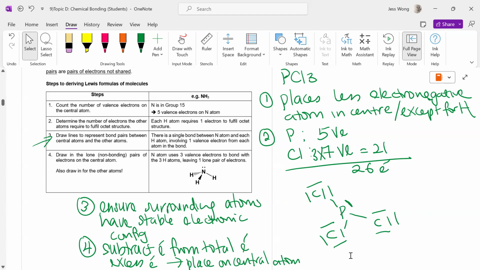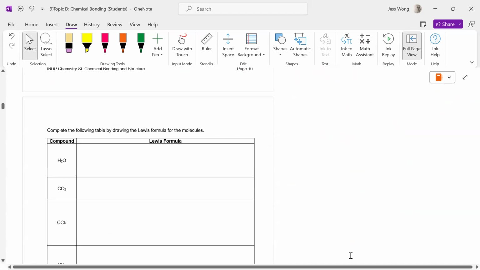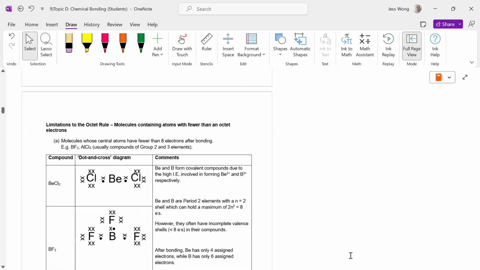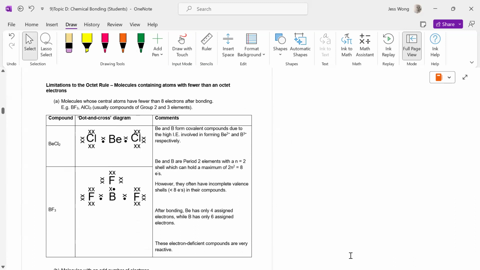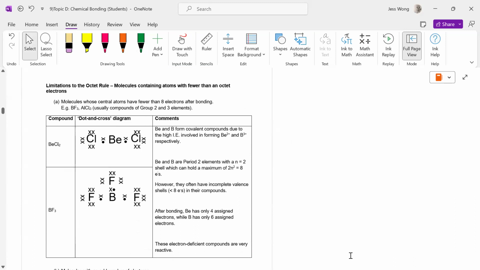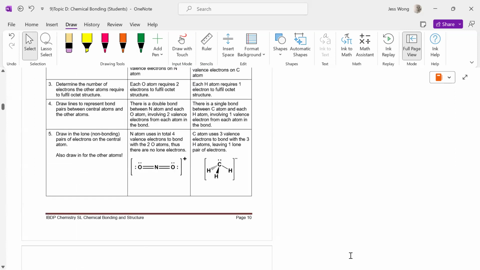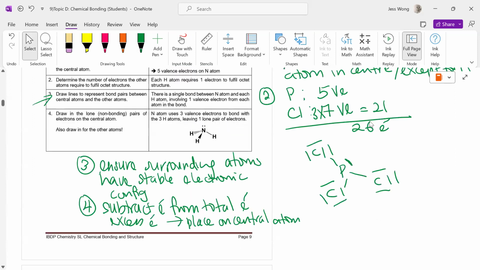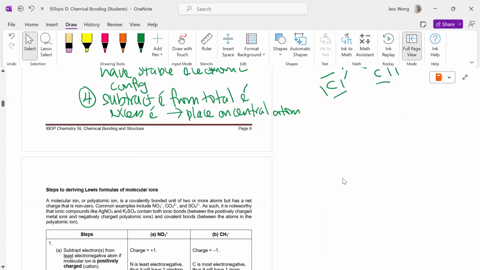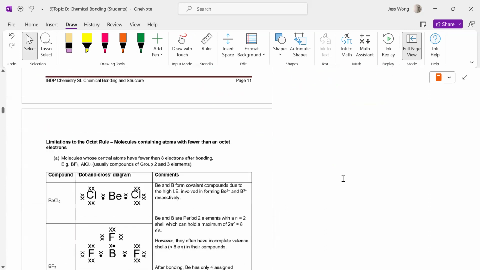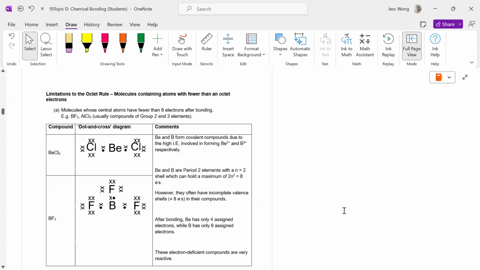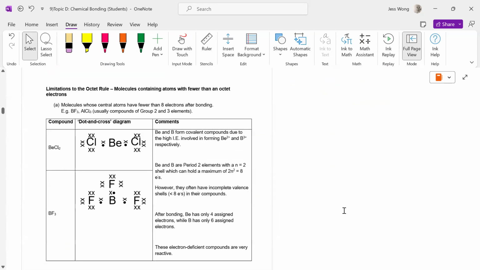And you'll find that sometimes you do not get it. Does it mean that your structure is wrong? It may not be wrong, because there are situations whereby the atoms are allowed to disobey the octet rule. Under what situations will the atoms be allowed to disobey the octet rule? Let's turn to page 12, under these three situations.